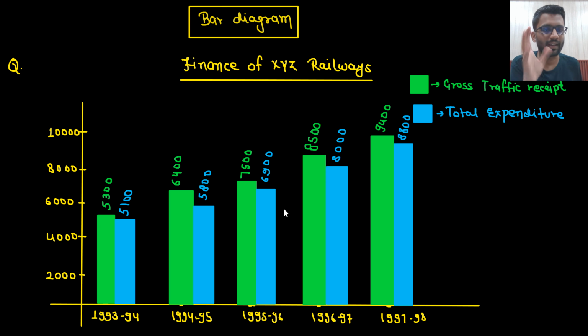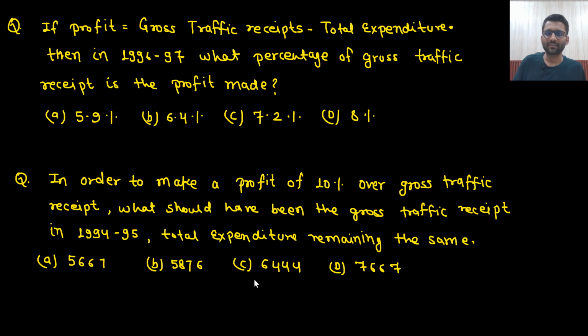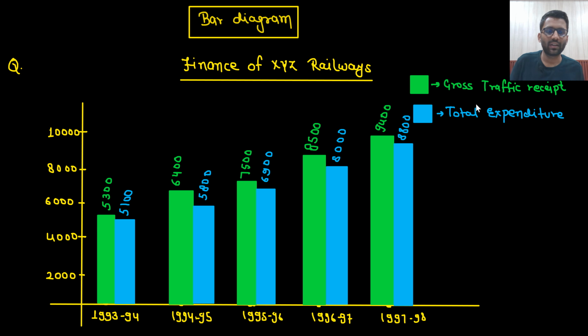What could be the third type? The third type could be the bar diagram. So here the bar diagrams are given. This is the finance of XYZ railways. This must be in crores, because finance cannot be 5,300. Now what they are asking: profit is equal to gross traffic receipts minus total expenditure. This is what they are defining as profit. That means the difference between these two is the profit.